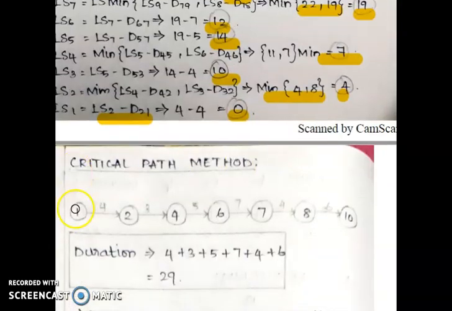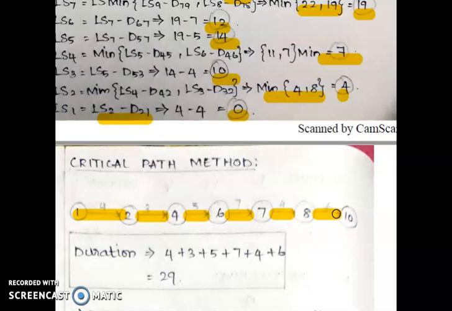This is the critical path method: 1 to 2, 2 to 4, 4 to 6, 6 to 7, 7 to 8, 8 to 10. So in that particular critical path, the EST and LST values will be the same.